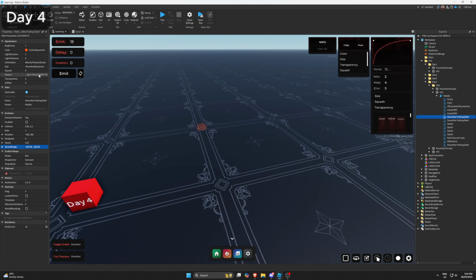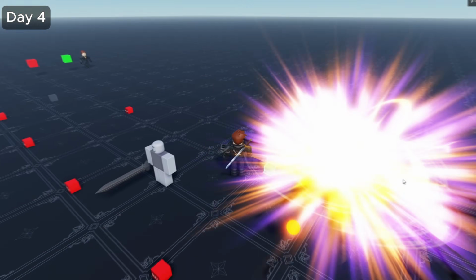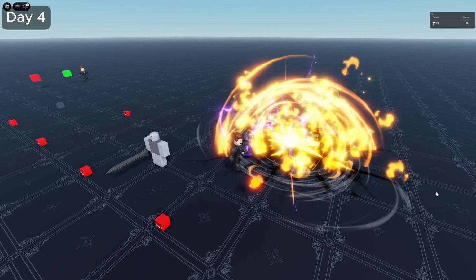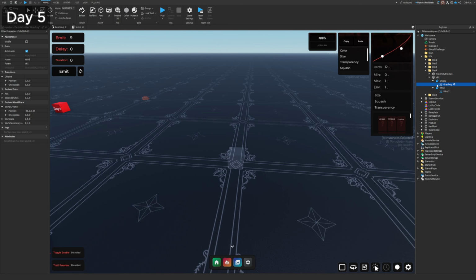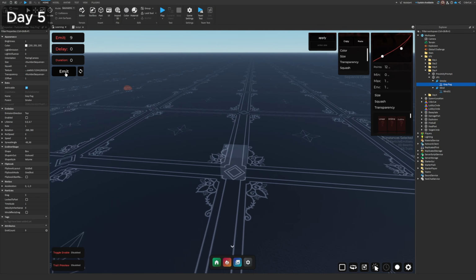Later that day, I made a fire explosion, and for some reason it felt kinda off. I'm not entirely sure why. Sorry for sounding dead in that last clip. Anyway, on day 5 I didn't really know what to make. I tried experimenting with and learning subtle wind effects, but didn't really get anywhere.